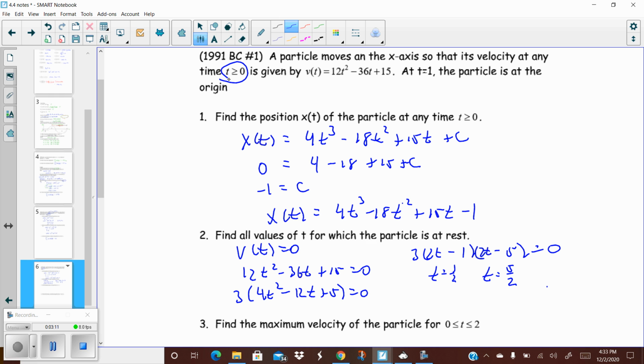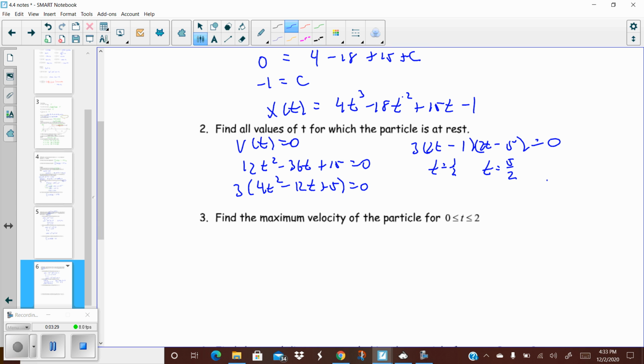Find the maximum velocity of the particle. Kind of a tricky question. Normally, if we were going to find the maximum of a function, you would take the derivative of the original, but we want to find the maximum velocity, so we need to take the derivative of the velocity, which is really going to be the acceleration. So we're going to find v prime of t, which is our acceleration. Not that it's asking for that, but that's just something to know.